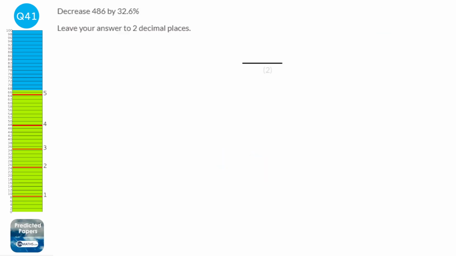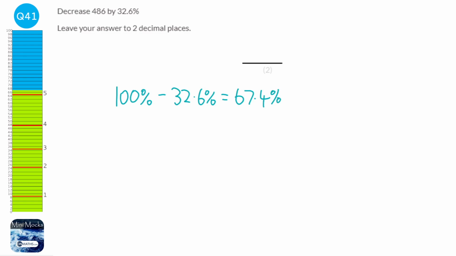We're going to start off by finding what the multiplier will be. So we'll start off with 100%. And it's a decrease of 32.6%, so we're going to take that away, and that will leave the percentage as 67.4%. Next we need to convert that into a decimal, so we're going to divide it by 100, and that will make it into a multiplier.